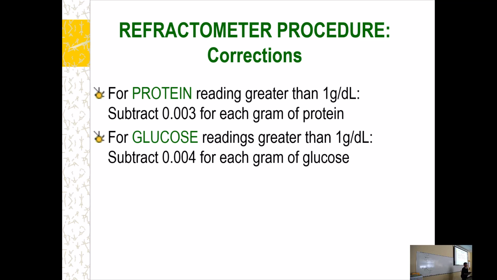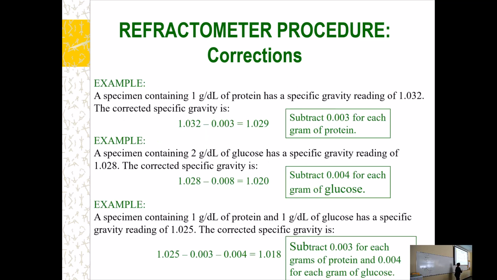Okay, so here's an example. We have a specimen containing 1 gram per deciliter of protein, with a specific gravity reading of 1.032. Now these are all specific gravity on the refractometer. I'm just talking refractometer now. The corrected specific gravity is going to be 1.032 minus 0.003 for a final answer of 1.029, because that's going to accommodate for the fact that we had it bent too far because of the big molecules.